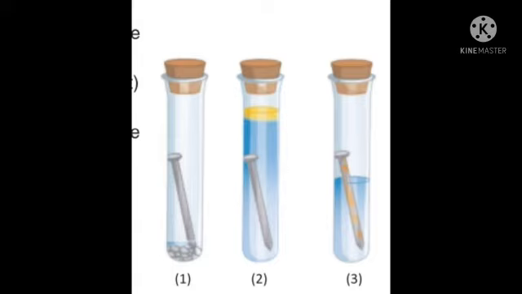We can observe that the nails in test tubes 1 and 2 have not rusted, while the one in test tube 3 has rusted. Conclusion: test tubes 1 and 2 did not have moisture and oxygen respectively. There was no rusting in both these tubes. This proves that both oxygen and water are essential for rusting. A few more examples we can see in the next class.